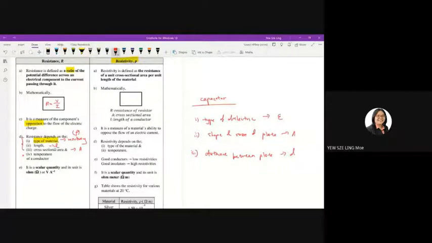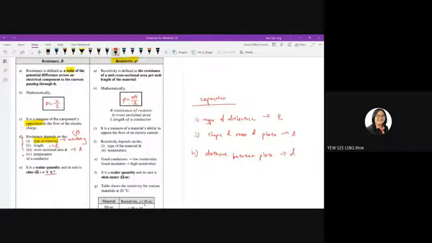First three things, they are the things that will affect your resistance. So it is a scalar quantity and the unit is known as ohm. And because we are looking at the ratio of V over I, therefore it can be written as volt per ampere as well. So resistivity is defined as a resistance of a unit cross-sectional area per unit length of material. Mathematically, rho is equals to RA over L.